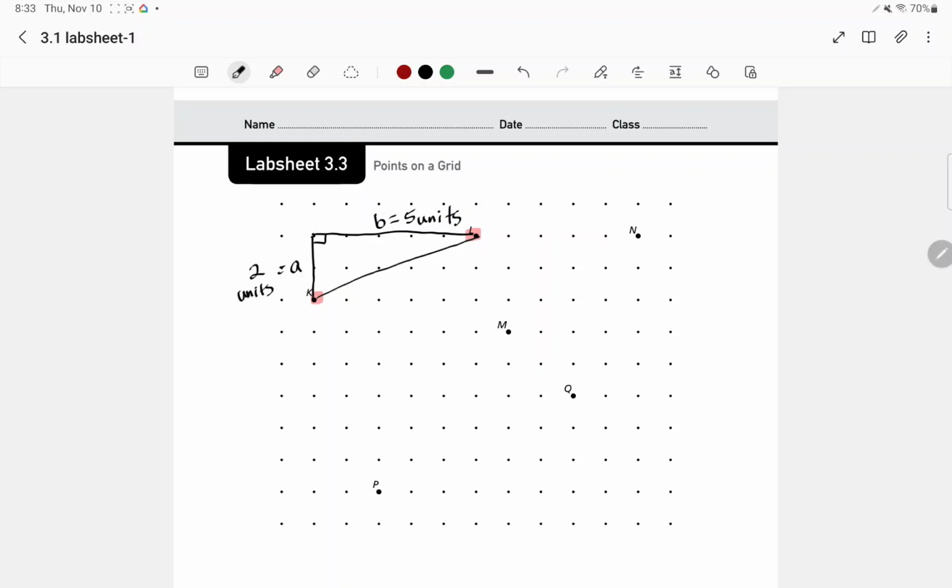Part C, use the Pythagorean theorem to find the length of segment KL. Remember, the Pythagorean theorem is a squared plus b squared equals c squared. Go ahead and apply the Pythagorean theorem to try to find the missing side length, which is the hypotenuse. Go ahead and pause the video and try that on your own.